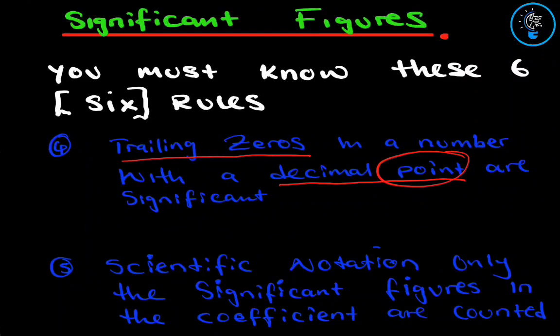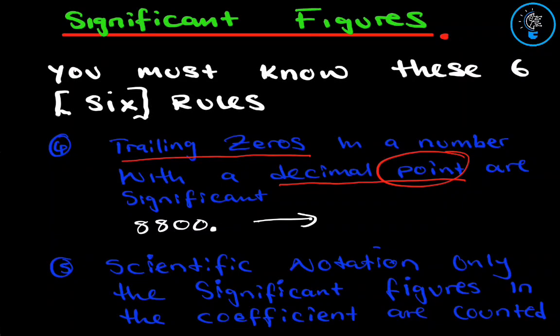What about if you have a number of this kind? Let's say we have 8800 point. How many significant figures are present in this particular number?